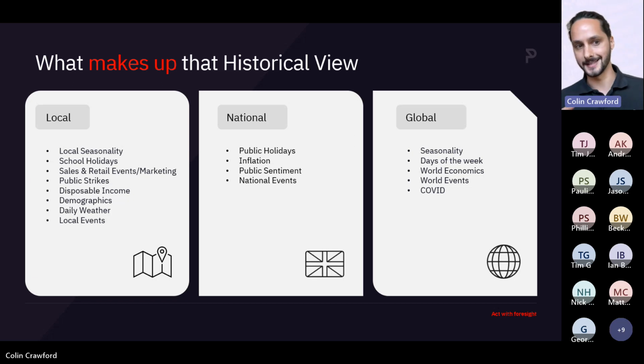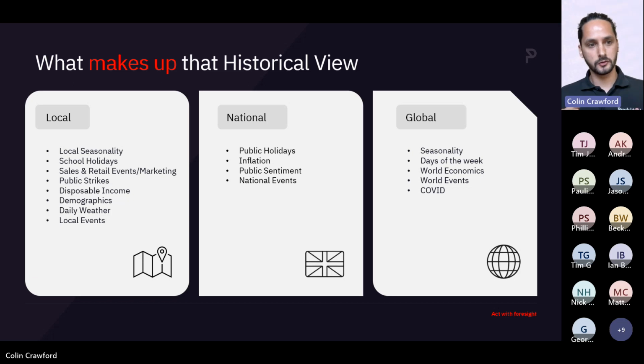Then we can look at things like sales and retail events or marketing events. These are going to impact a little bit more on footfall, so might be more related to something like a bricks and mortar store than to your online. We also have things like public strikes, where transportation hubs are shut down and they may affect the number of people that can come to your store.